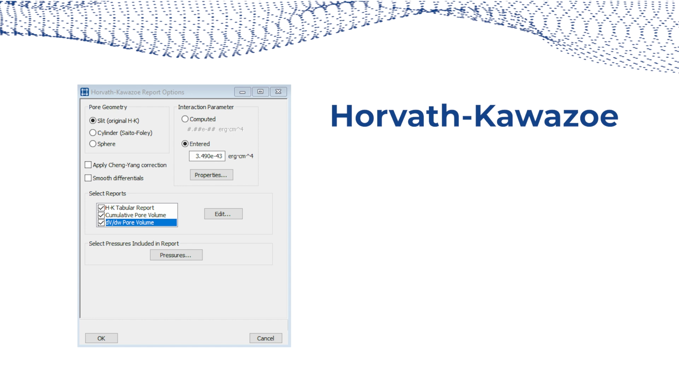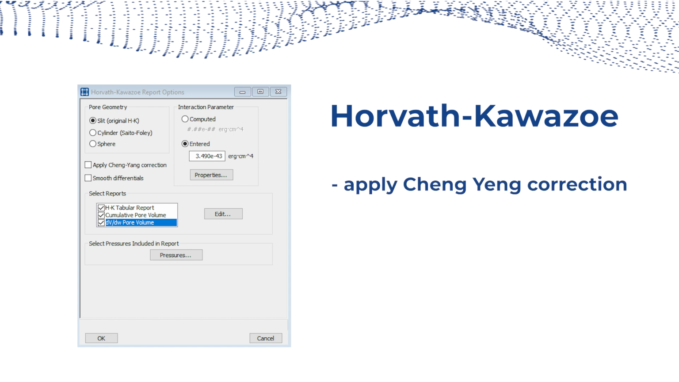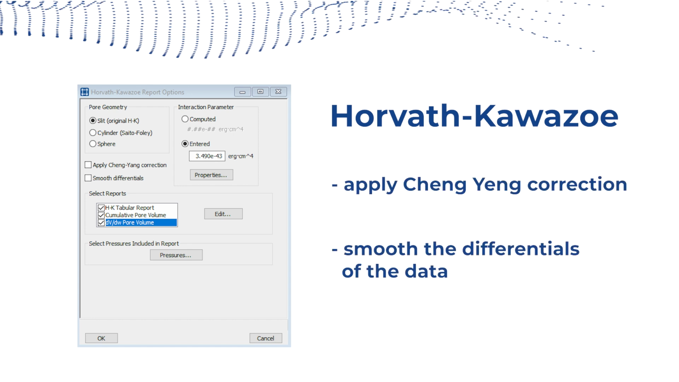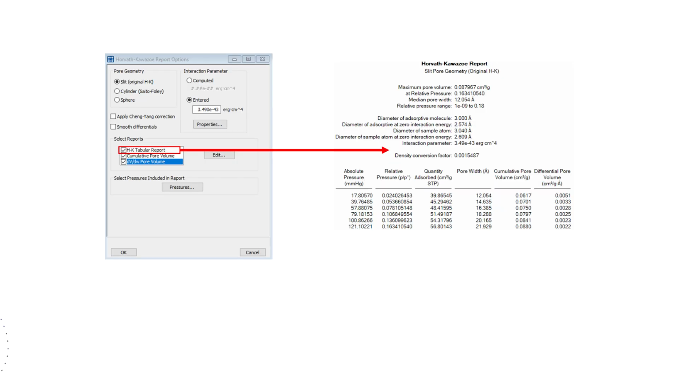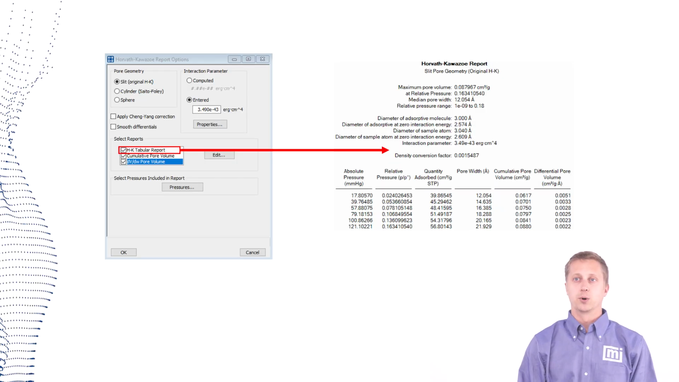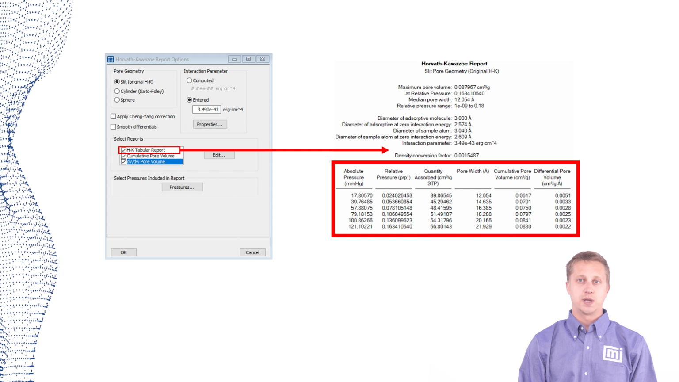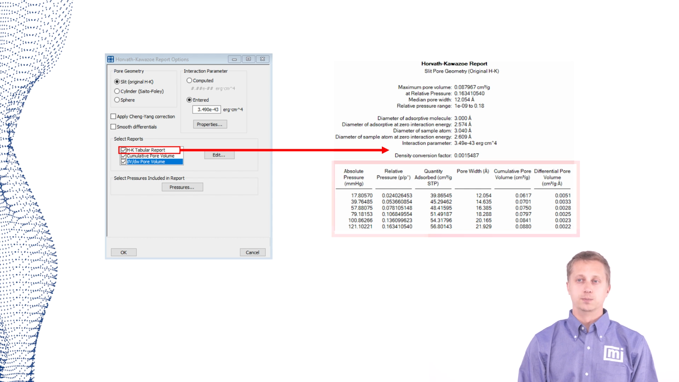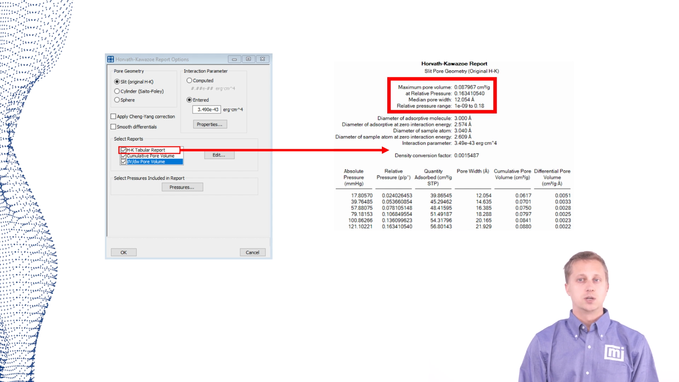Additionally, in the HK report, you can also apply the Cheng-Yang correction as well as smooth the differentials of the data. The first report is the HK tabular report. In this report, you'll see columns showing absolute pressure, relative pressure, quantity adsorbed, pore width, cumulative pore volume, and differential pore volume. Much like the BJH reports, oftentimes you'll probably prefer to look at this in graphical form. On this report, you'll also see a median pore width as well as a maximum pore volume, and the specific relative pressure where the maximum pore volume was determined.